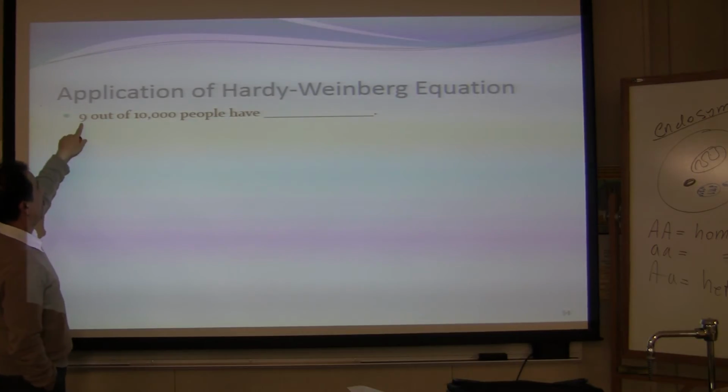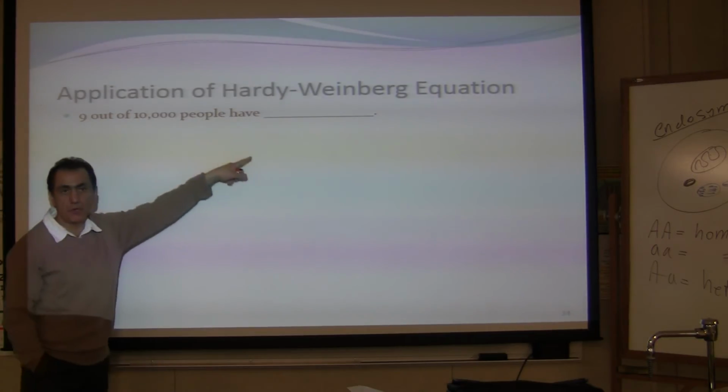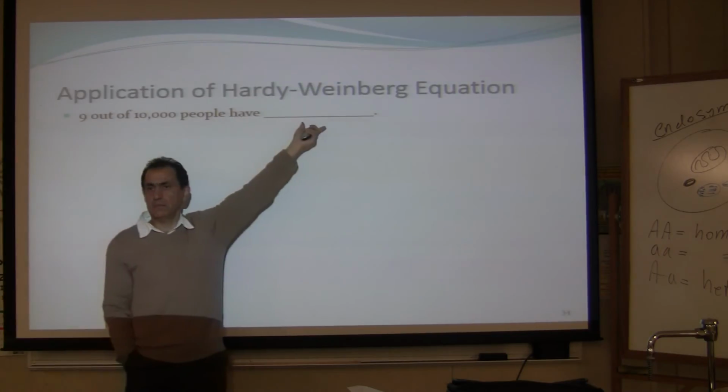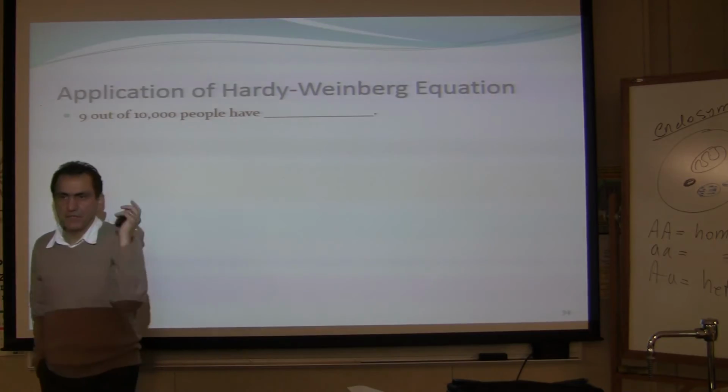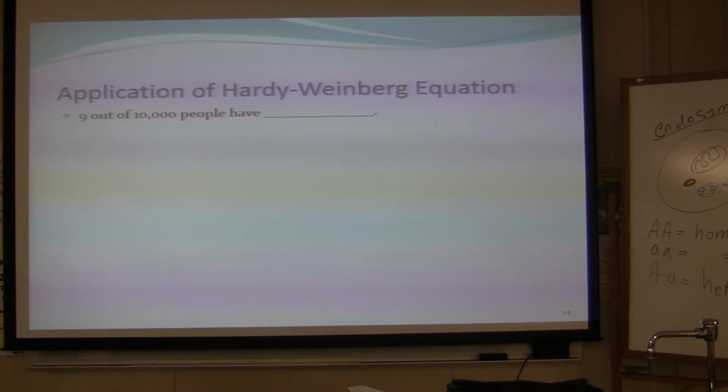Okay, so 9 out of 10,000 people have a certain disease. Cystic fibrosis, whatever disease you say, but it has to be a genetic disorder. 9 out of 10,000 people have this disease.